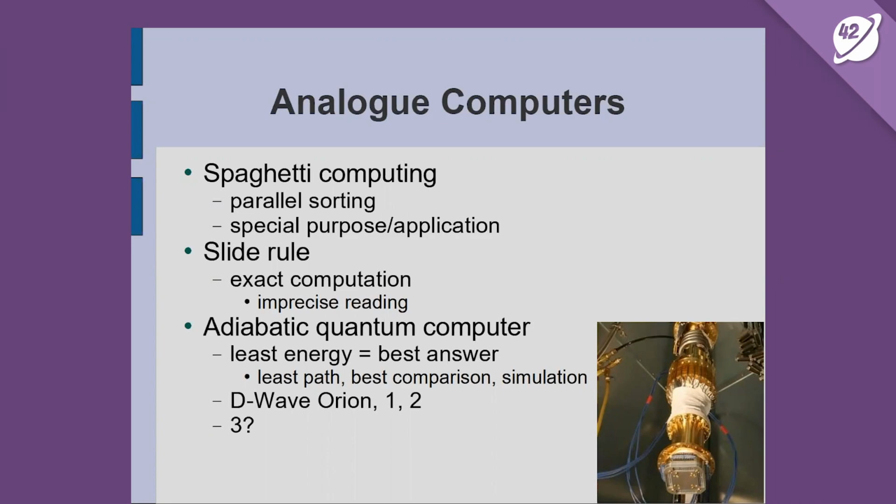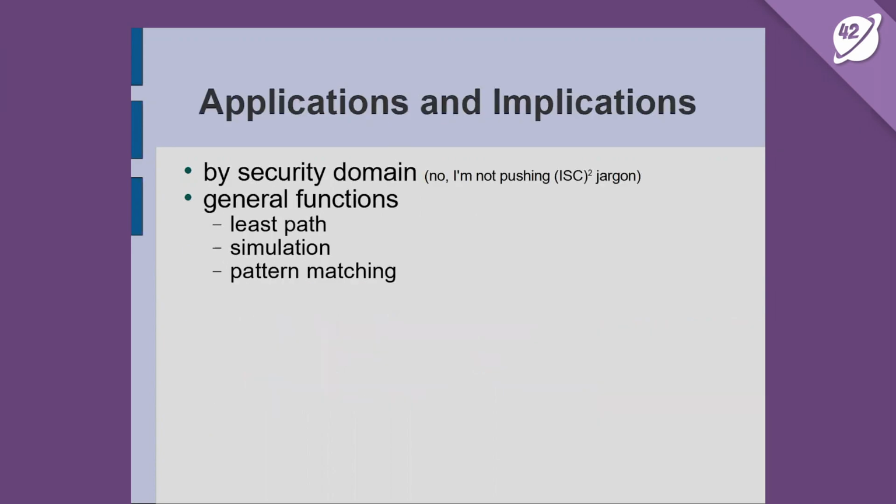The D-Wave computer is an adiabatic quantum computer. It looks for a situation where it gets the least energy and therefore the best answer. Least path, best comparison simulation. So the D-Wave Orion machines are not full quantum computers. They have some very interesting capabilities, but it is at best sort of a quantum coprocessor. That's the general idea.